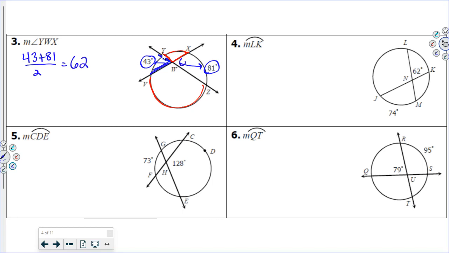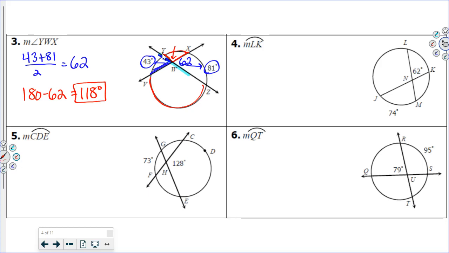But again, that's not the angle we want. That's this angle here. We want this angle. If you notice, these two together form a linear pair. So to find my actual angle, I'm going to do 180 minus that 62, which gives me 118 degrees.